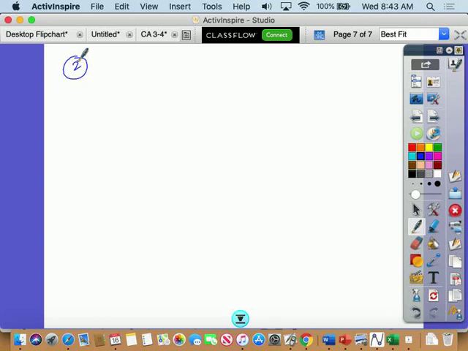So, this one is real fun. It's 3 square root of 2 over square root of 5 minus square root of 2. When I say real fun, I don't mean it.